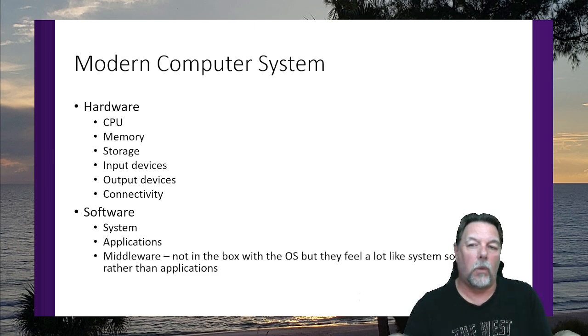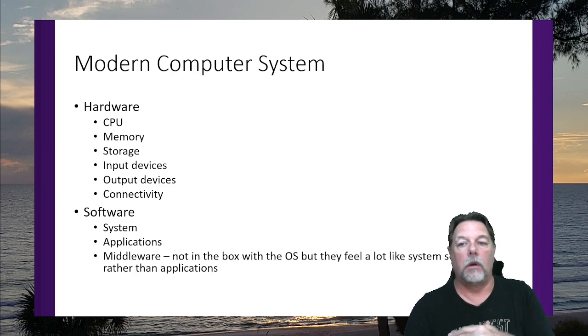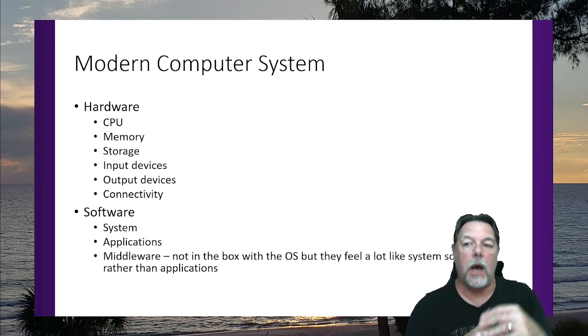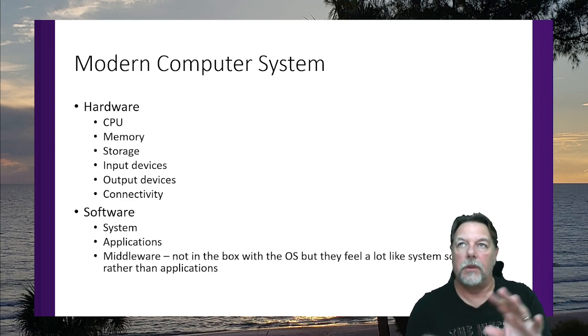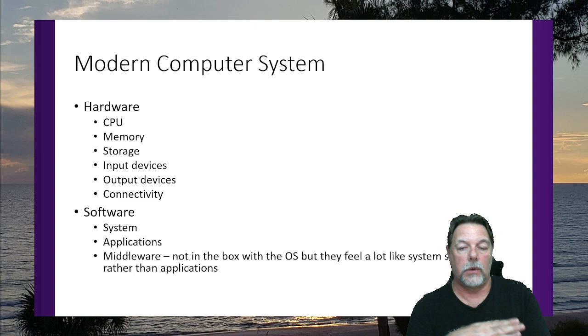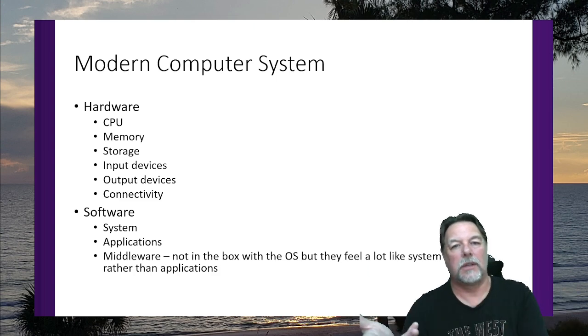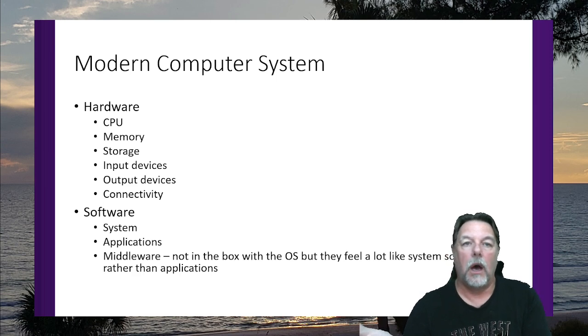Then there's this middleware. So just like with some of the hardware device categories where there are gray areas, in the software there's a category called middleware. It's not necessarily in the box with the operating system. It doesn't come with the operating system, but it's so intrinsic to the normal functioning of the computer, you might think of it and associate it with the operating system. But at the same time, it's not an application. It's not something we would typically interact with. An example I'm thinking of is your virus software.